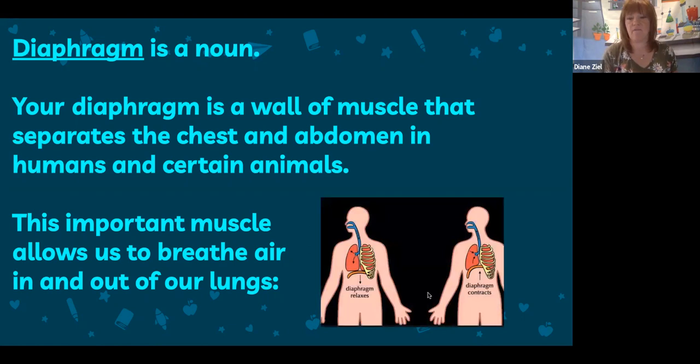Here's an example of where your diaphragm is. So it's right in between your chest and your stomach. And it's this muscle right here, and it allows the lungs to take in air and breathe out air. So when we're breathing in, our muscle contracts, and when we're breathing out, our muscle relaxes. And you can actually feel that muscle working if you sit and concentrate on your breathing for a moment.